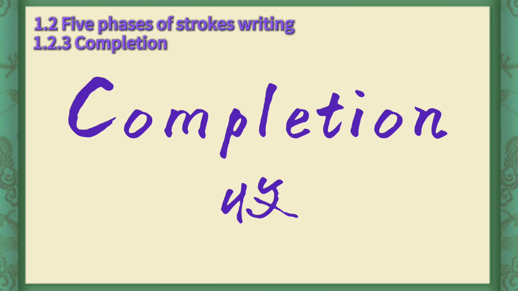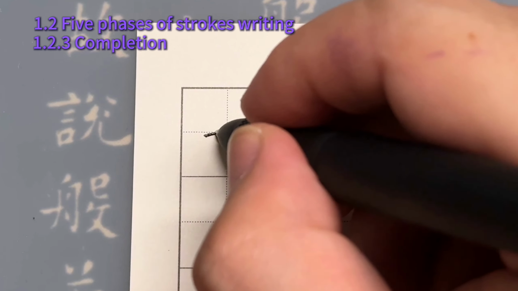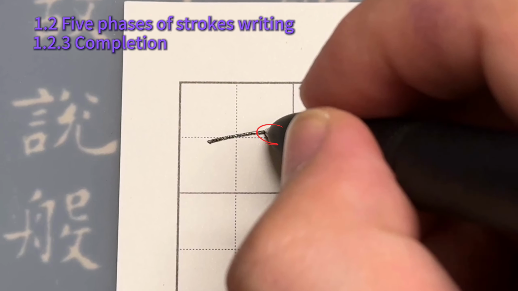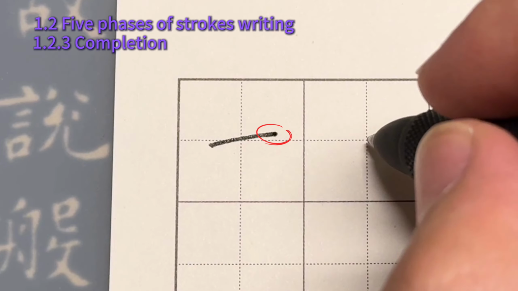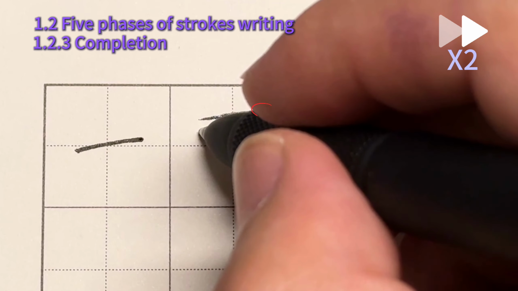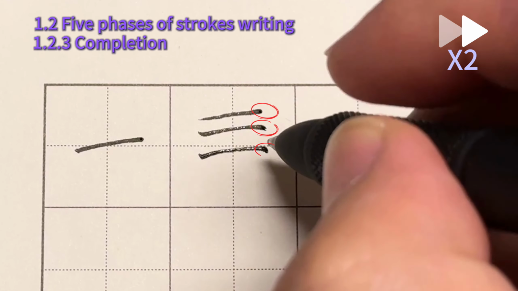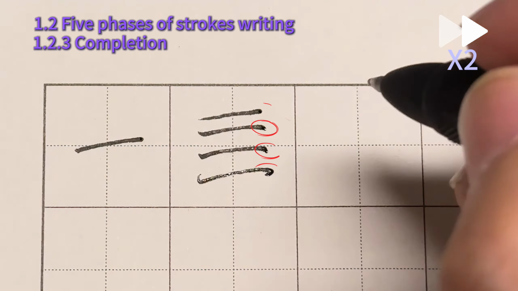Third, completion, called 收 in Chinese, means how your pen leaves the paper. For starters, we can just lift the pen off the paper. Also, traditionally, we hold that this method has no completion. For calligraphy, there are many kinds of completion. Also, add different ALCSP into the completion, like these examples.